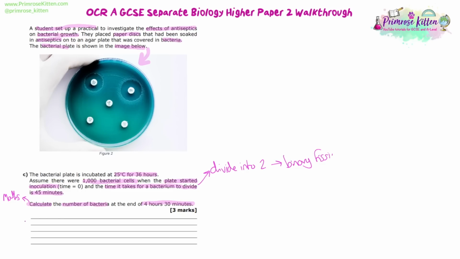So that means that every time the bacteria divide, they're doubling their number. And it tells us how long it takes for that division to take place. It gives us a start number, so we're starting with 1,000. And then it wants us to know how many bacteria there will be after 4 hours and 30 minutes of them doubling every 45 minutes. So it's just a maths question where we need to work out how many divisions occur in 4 hours and 30 minutes, and then work out how many doublings that is, and work out how we're going to get from 1,000, how many times do we need to double it, and that will give us our answer.